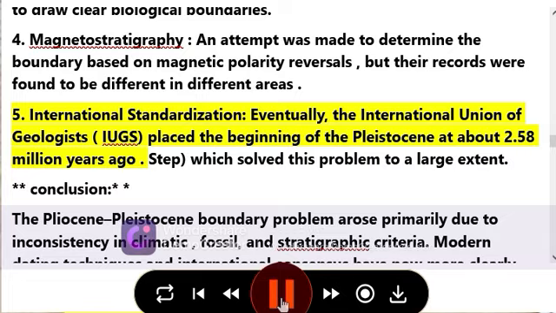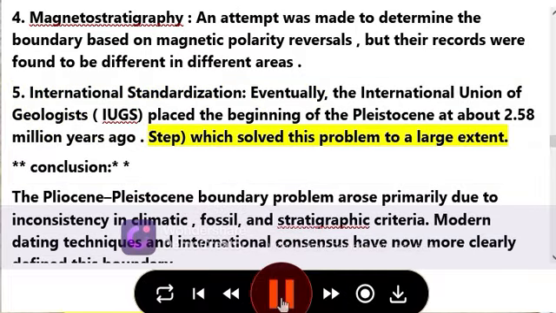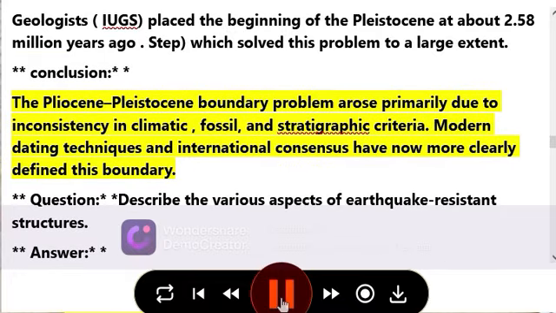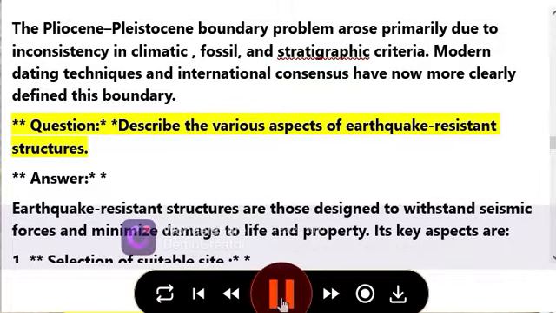5. International standardization. Eventually, the International Union of Geological Sciences, IUGS, placed the beginning of the Pleistocene at about 2.58 million years ago, a step which solved this problem to a large extent. Conclusion: The Pliocene-Pleistocene boundary problem arose primarily due to inconsistency in climatic, fossil, and stratigraphic criteria. Modern dating techniques and international consensus have now more clearly defined this boundary.